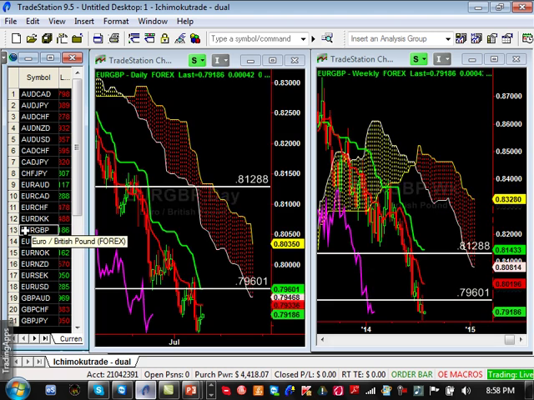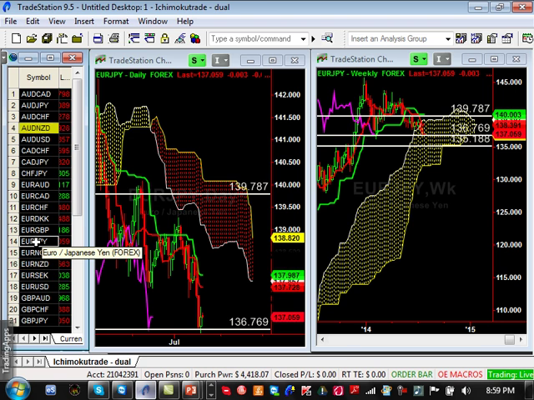Euro pound is basically bearish trending on both the daily and the weekly time frame, and it's going very, very strong, going down. Then you can see the resistance levels here. Next resistance level you're looking at, which is major, is 79.60. As long as it maintains that resistance level, this thing's going to continue to keep on going downwards very strong.